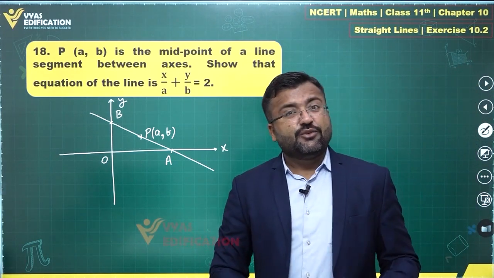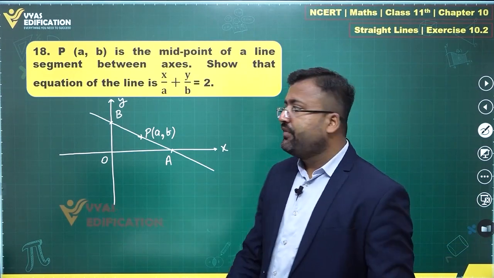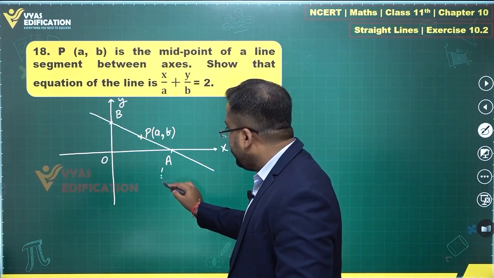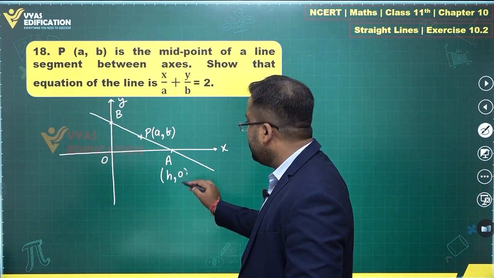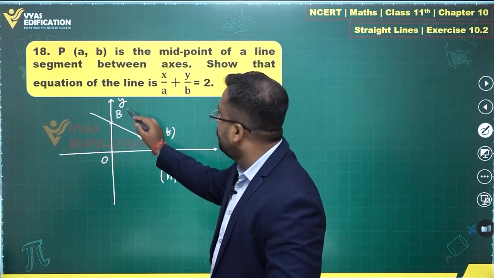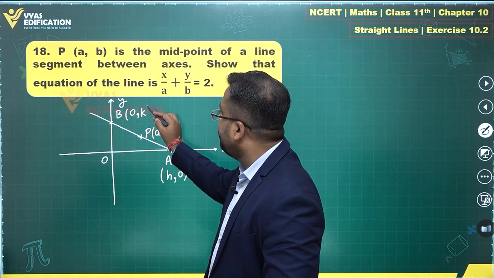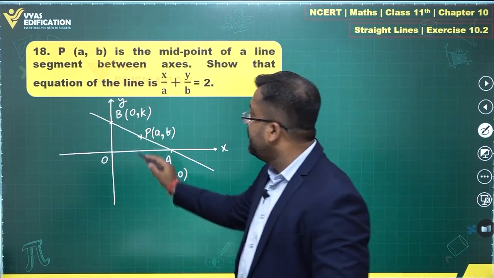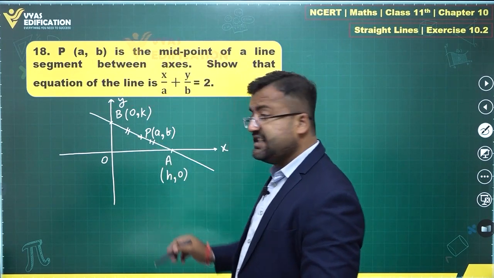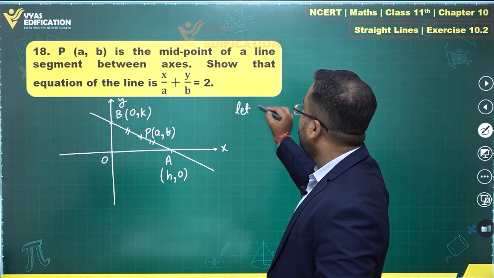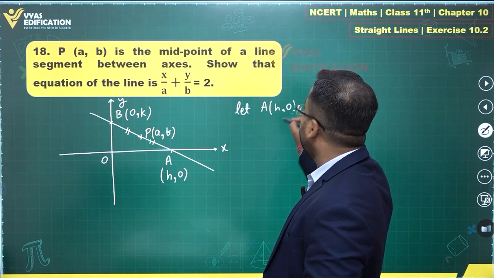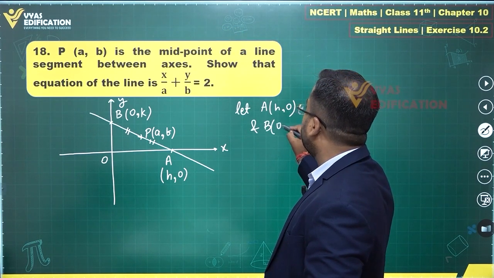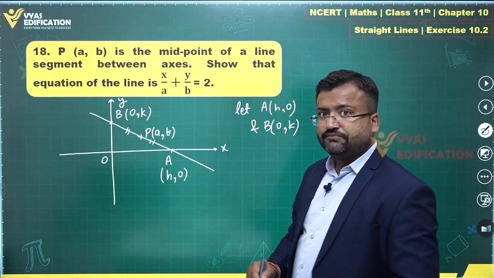So we are supposed to find the equation of the line. If we can find that, very good. So let's call this point A (h, 0). Let this be B (0, k). Can we begin with this? Yes. This here is the midpoint. So let A(h, 0) and B(0, k) be the intercepts.